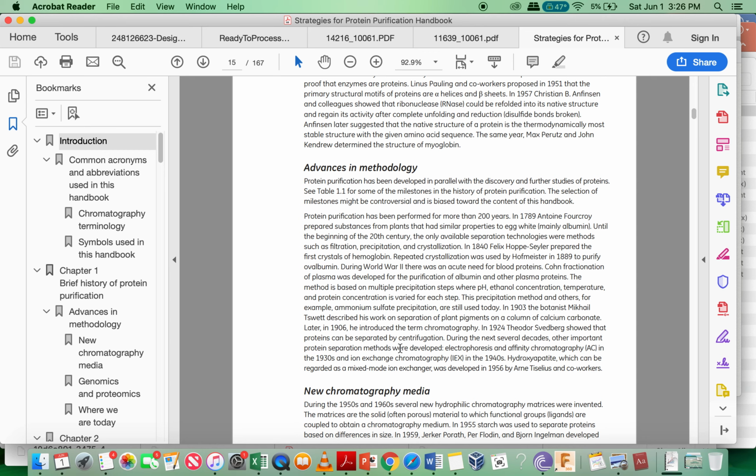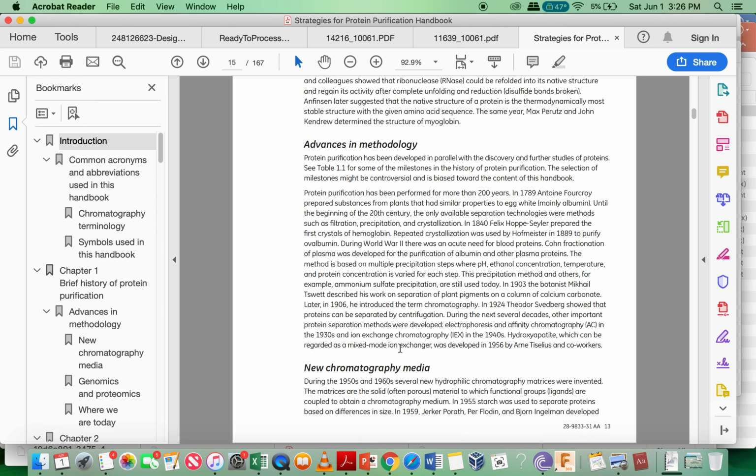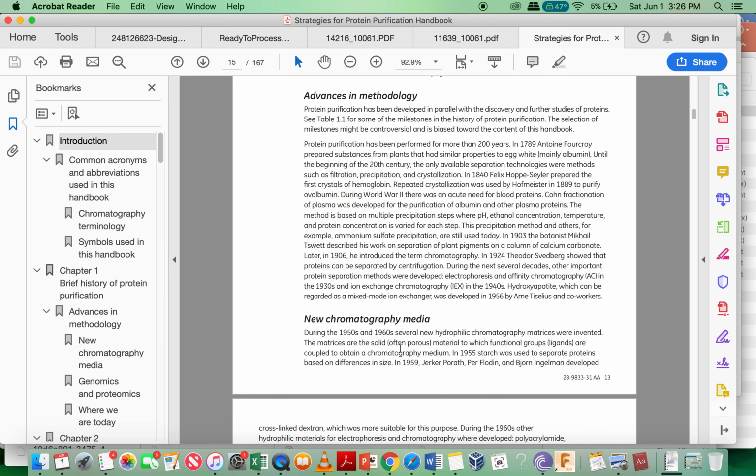Advances in methodology for protein purification have developed in parallel with the discovery and further studies of proteins. Here are some of the milestones in the history of protein purification. The selection of milestones might be controversial and is biased towards the content of this handbook. Protein purification has been performed for more than 200 years.